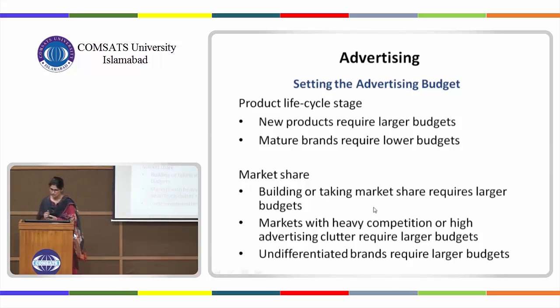Then undifferentiated brands require larger budgets. I believe we missed out on this point in the last lecture. The undifferentiated brands are the brands that are easily replaceable, right? Whose substitutes are readily available, right?